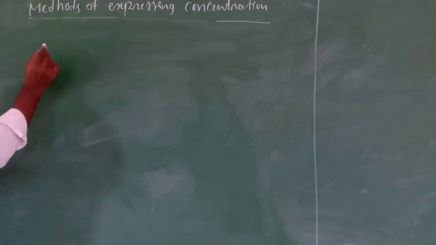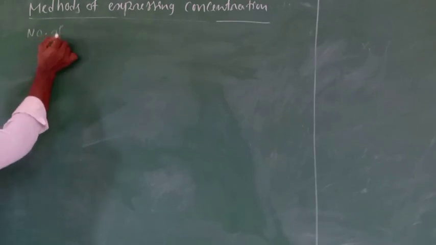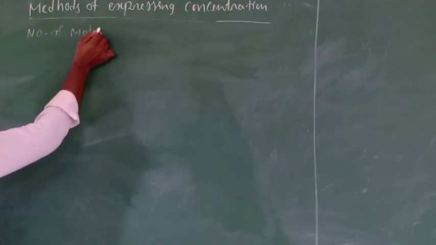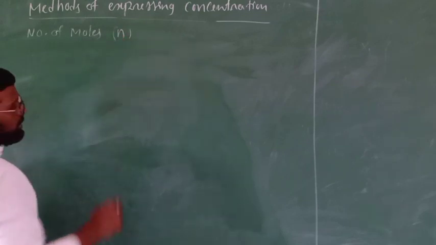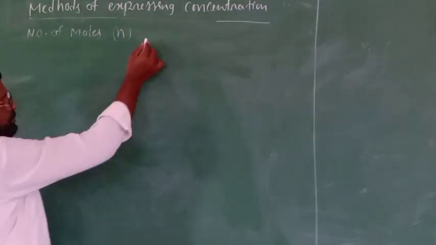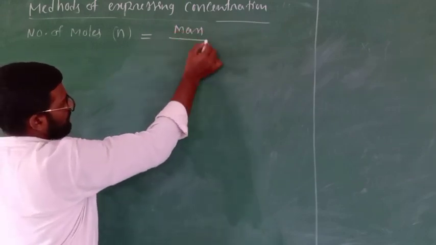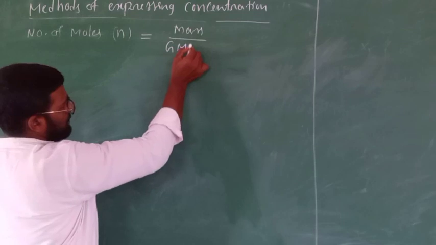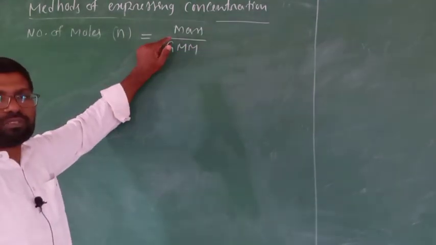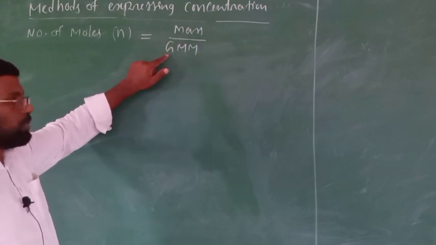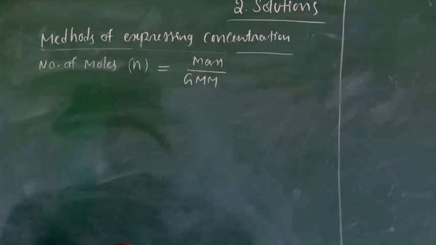Here in mole fraction, we are using the term number of moles. Actually, the formula for number of moles, you have studied in 11th class. The formula of number of moles is mass by gram molar mass. If you know the mass of the component and its gram molar mass, you can easily calculate the number of moles. Let's take a few examples.